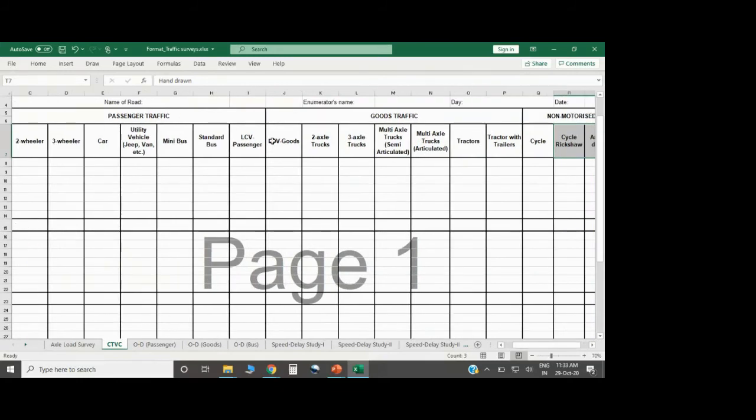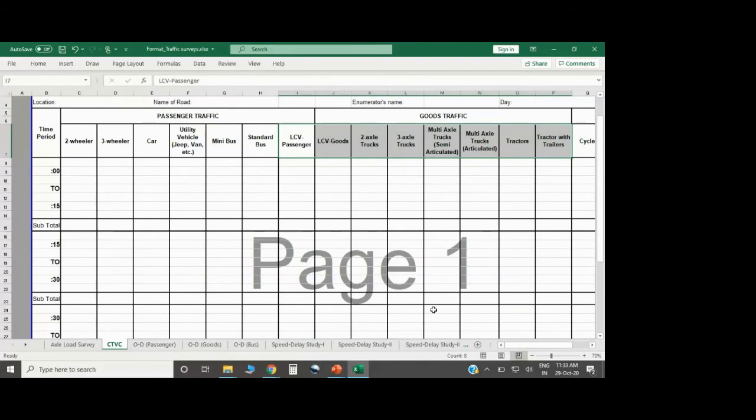In goods traffic, you have all these categories: LCV goods, 2-axle truck, 3-axle truck, multi-axles, and in that you also have the categories tractors and tractor trailers. And in passenger traffic, you have two-wheeler, three-wheeler, car, then you have utility vehicle, such as a jeep or a van, which is quite a bigger size than your car, then a minibus, bus. You have something called LCV.